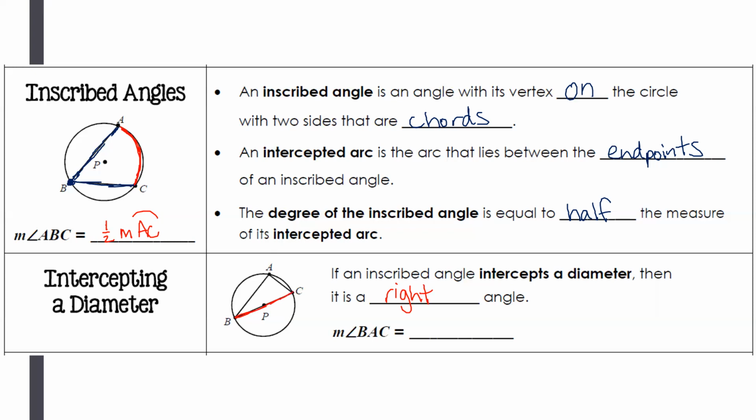So we know that splitting the circle in half, and half of a circle is 180, since an entire circle is 360. So if we have this angle, and the arc inside of it is 180, well, half of 180 is always 90. So if you have an angle intercepting the diameter, it's half of 180. So we can say that the measure of angle BAC is 90 degrees.